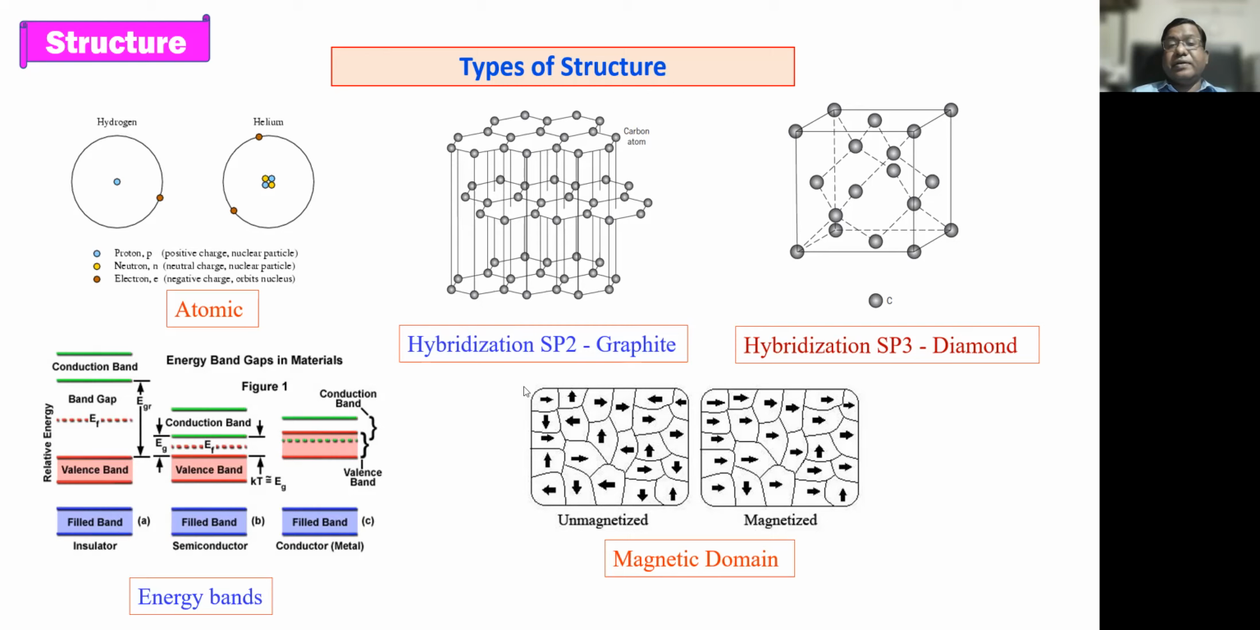Then there is another structure, which is the magnetic domain. Unmagnetized and magnetized. Here you can see a random direction of these domains, and after magnetization they will have the same direction. So in the case of magnetic materials, this magnetic domain structure is very important.